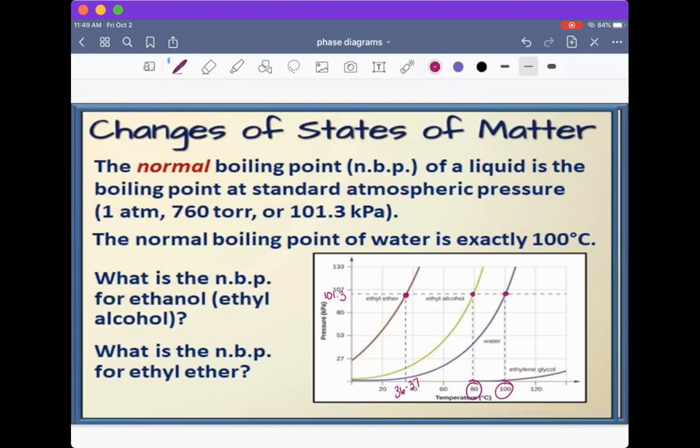So I'm going to do it this way. We're going to say ethyl ether has the weakest, and ethyl alcohol would be next. Then we have water. And our strongest force here is going to be ethylene glycol. So I was able to make a prediction about the forces based off the relationship I know between intermolecular forces and melting or boiling points.